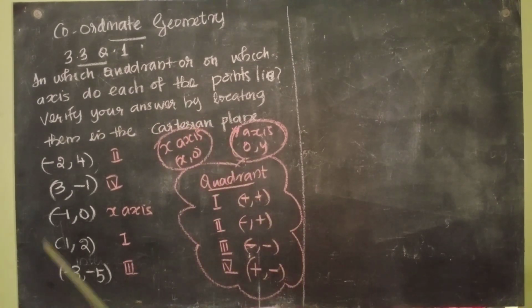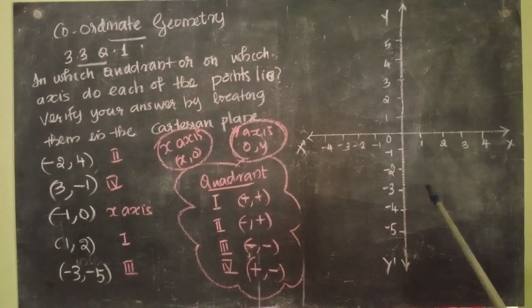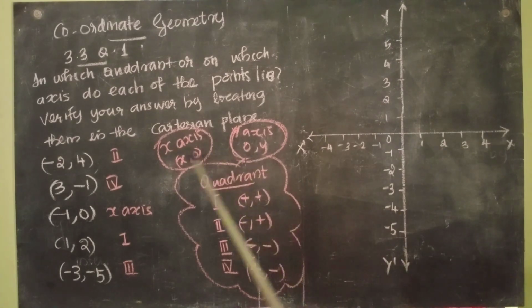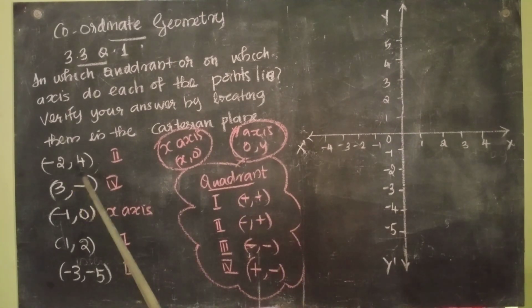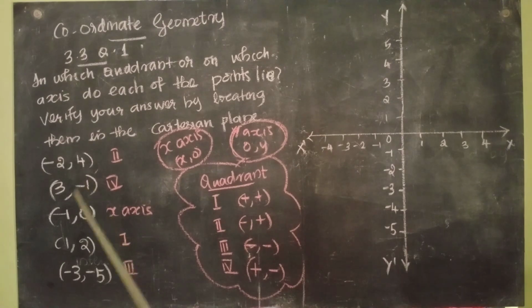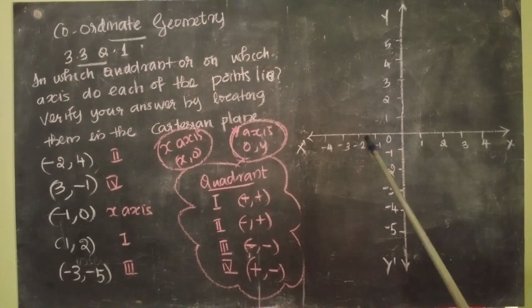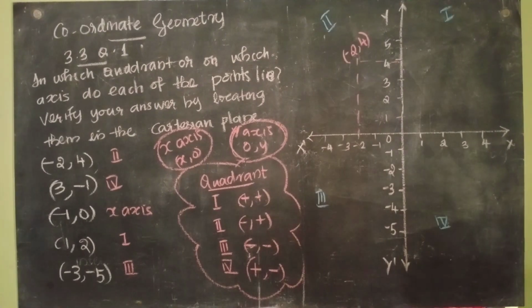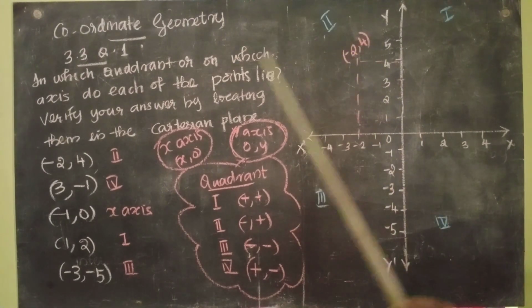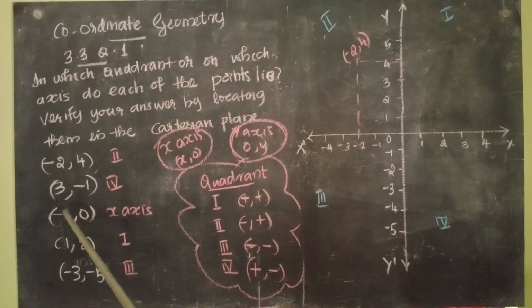So now let us locate all these points in the Cartesian plane. Let us draw the Cartesian plane. So I have drawn the Cartesian plane here. Now let us plot the points. First point is minus 2, 4. X coordinate minus 2, y coordinate 4. Plot it. So we plotted minus 2, 4. It is in the second quadrant. Our answer is right.